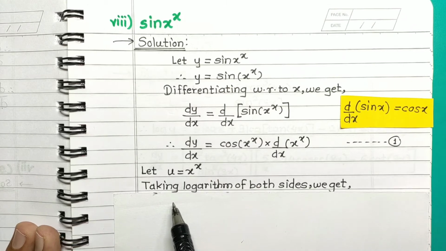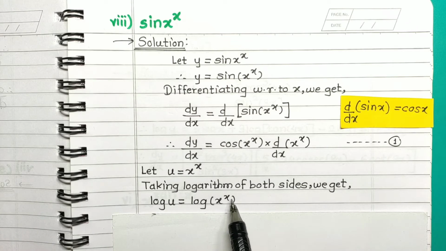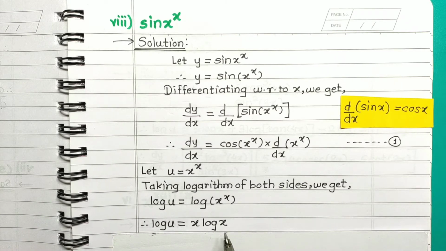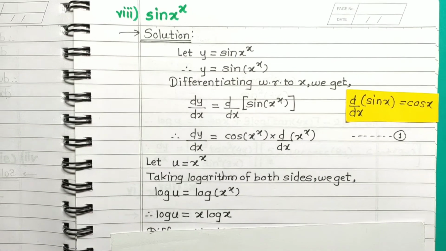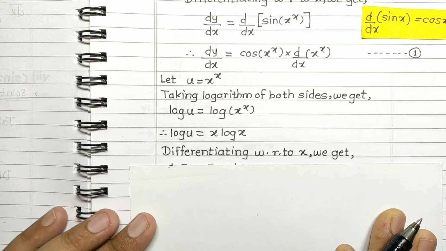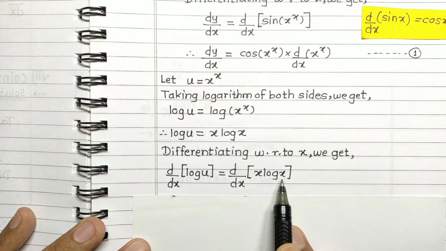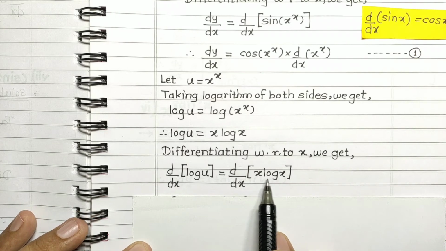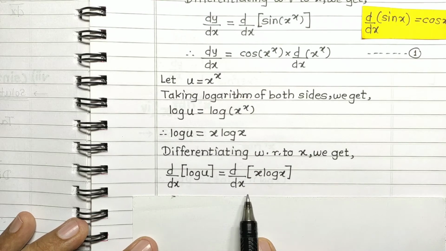For that, taking logarithm of both sides, we get log u is equal to log of x raised to x. Now see here, we can write this x multiplied to this log x term. So using the law of exponent here, log u is equal to x into log x. Then differentiating with respect to x, we get, see, derivative of log u is equal to d by dx of x into log x. See, again here we get a product of two functions. So for its derivative we have to use the product rule again here.